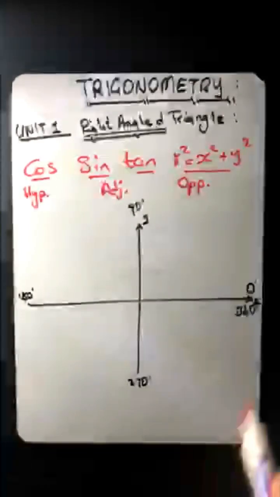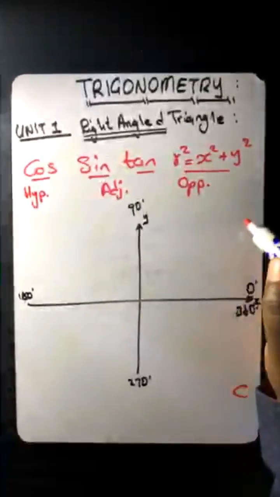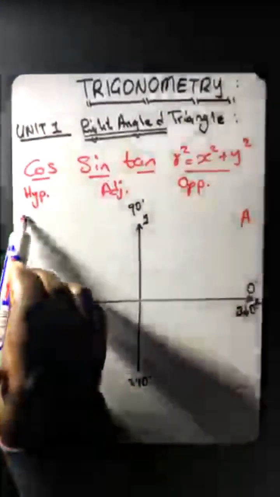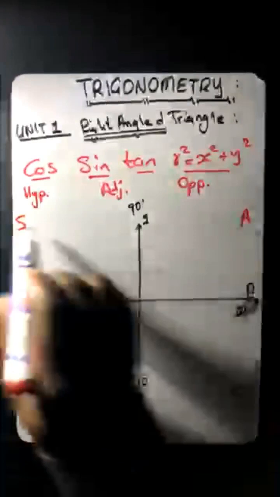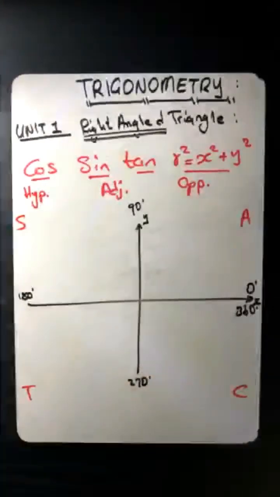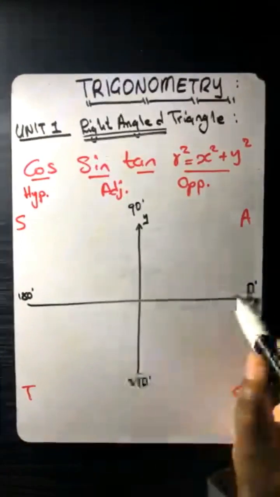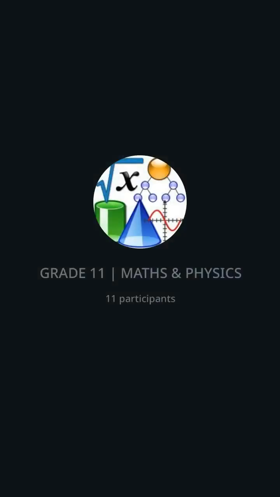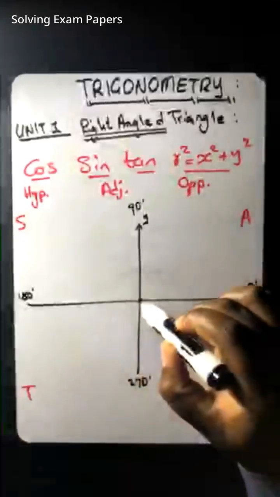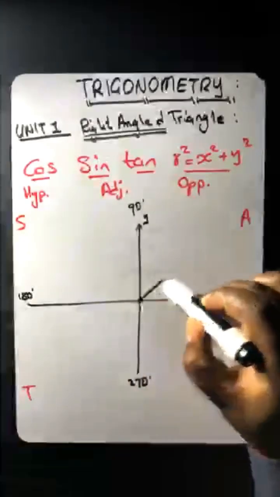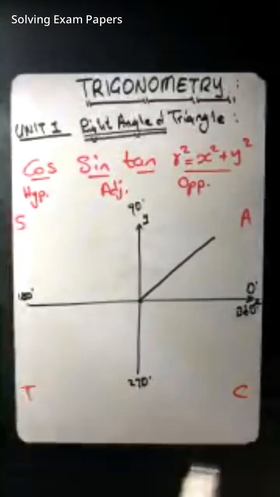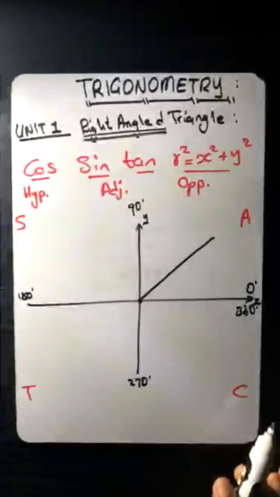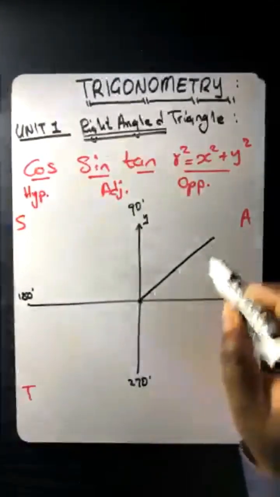So the CAST diagram, this is how you write it: C, A, S, and then T. So now let's see. We have what we call the terminal side, well known as the radius, starting from the origin. Let's maybe start it from the first quadrant. So this line that I drew is called a terminal side, but don't worry about that name. Just remember that this is your hypotenuse.